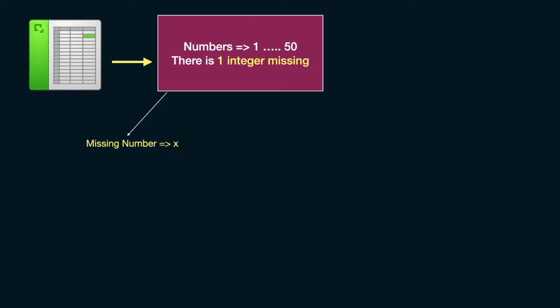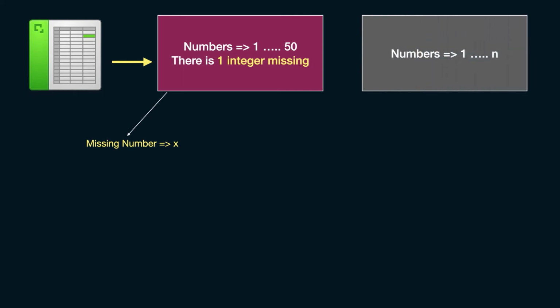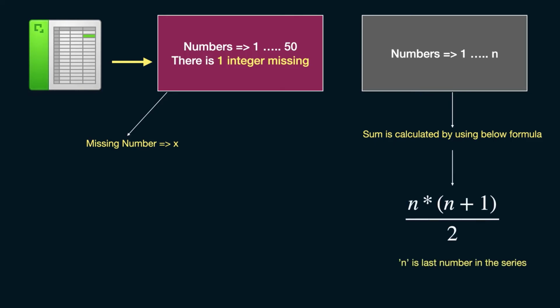Okay, we know that the sum of all the numbers from 1 to n can be calculated by using the formula n times n plus 1 over 2, where n is the last number in the series. Remember, this formula is applicable for only positive natural numbers. Let's understand this equation with a simple example.